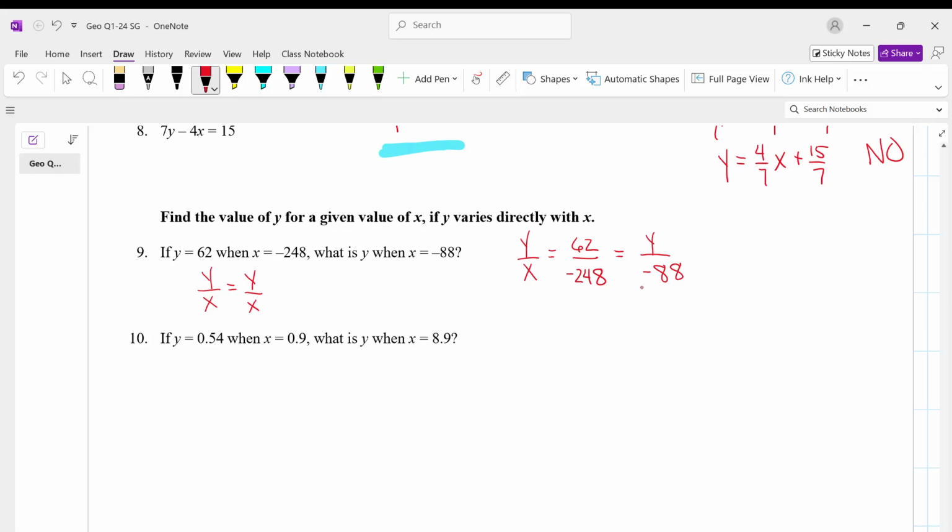Crisscross multiply. So negative 248y is equal to 62 times negative 88, which is negative 5456. And then we're going to divide both sides by negative 248. The 248s cancel, and our y is equal to 22.